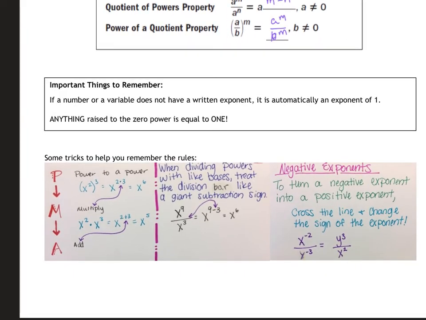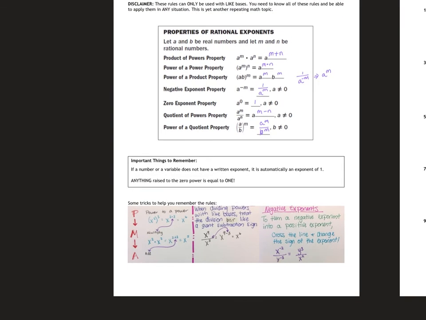So important things to remember here. If a number or a variable does not have a written exponent, it automatically has an exponent of 1. And anything raised to the 0 power is always 1. And then I also put some tricks down here that I copied over from some nice notes that are prettier. PMA, so power of a power is the product. You're going to multiply and then add. Same for when dividing powers, we subtract. And then negative exponents, you flip them, and you're good to go. So this is a very important sheet. Make sure you have these rules somewhere as we practice these.